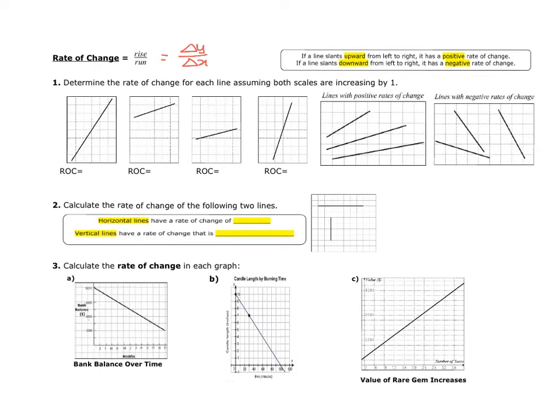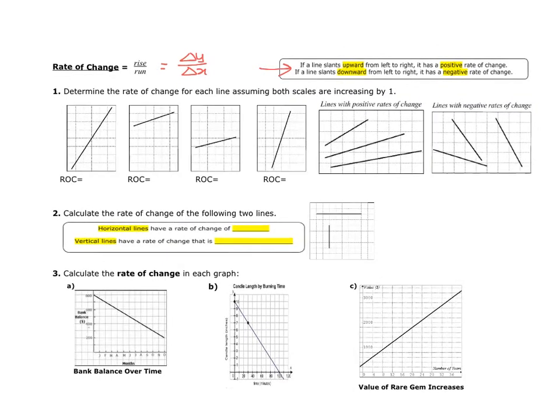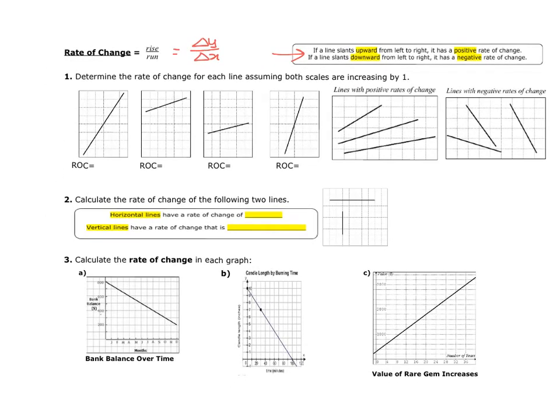Remember to look at the direction. If the line is going upwards, then it's a positive rate of change. If a line is going downwards, it's a negative rate of change. And we always read the scale from left to right. So you can see here, these lines right here are going upwards from left to right. These lines right here are going downwards from left to right, and they will all have a negative rate of change.